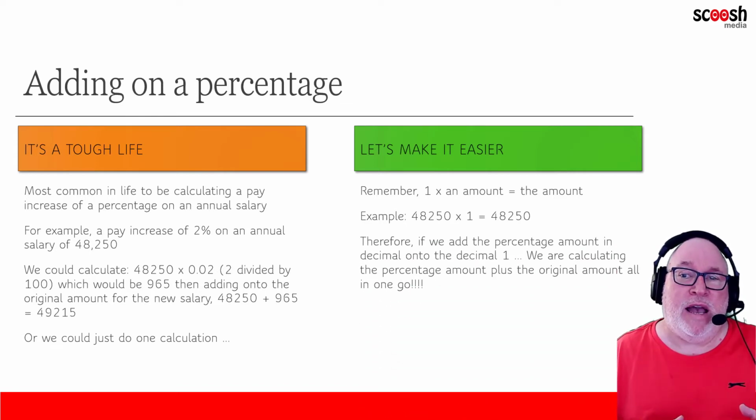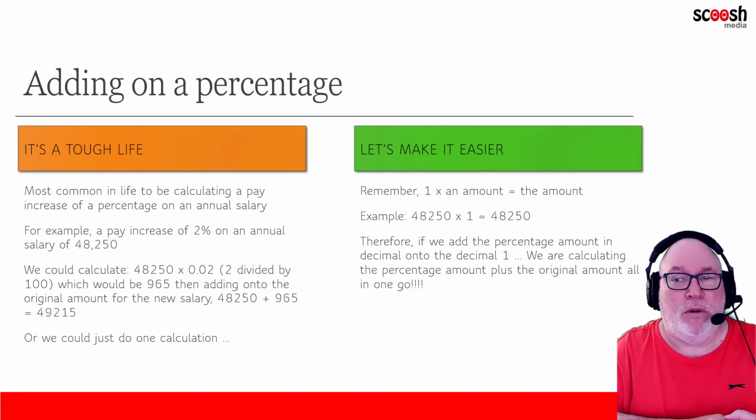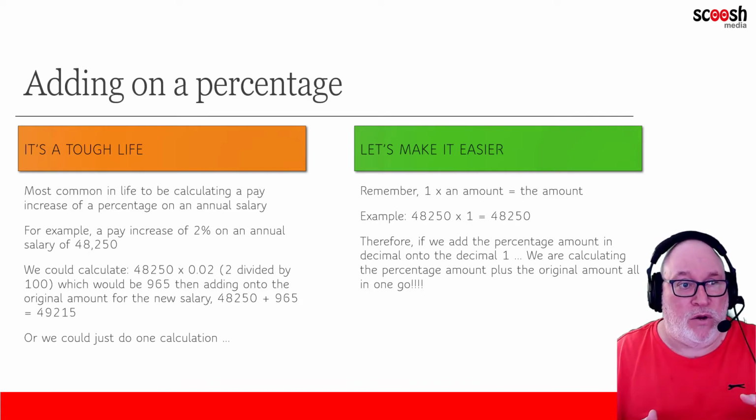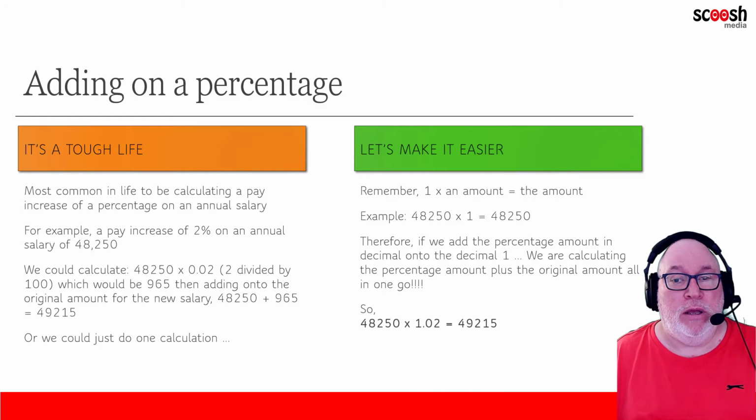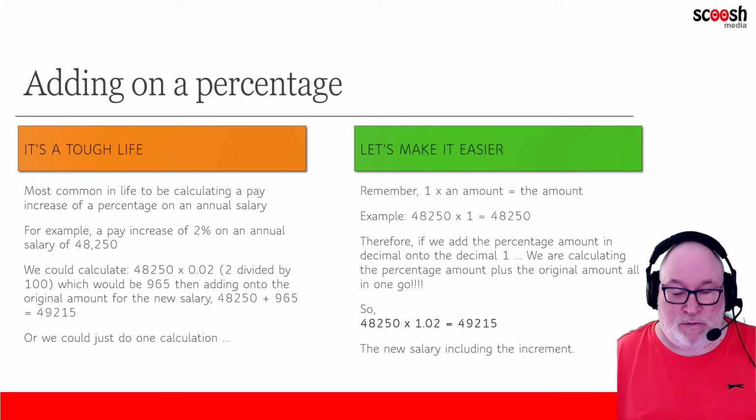Therefore, what we can do is work out the percentage amount on top of the original amount, and all in one go, it could be added on. The way we would do that is take the percentage, 2%, 0.02, put the 1 together with it, so it's 1.02. If we multiply the original amount by 1.02, we end up with the end figure, 49,215. You can look to the other side of the page and see that there. So we know the new salary, it's been added on, and that's what we've got there.